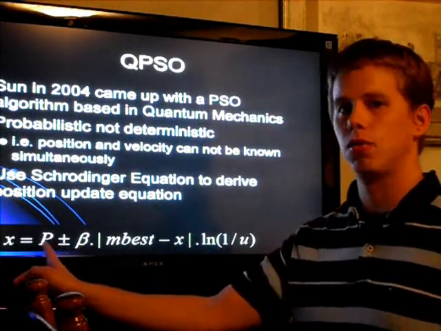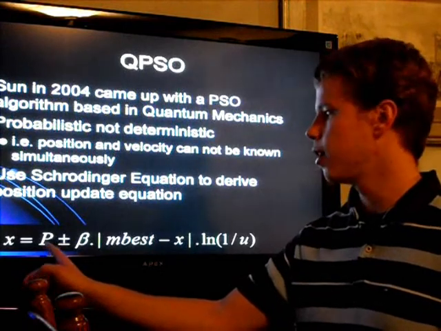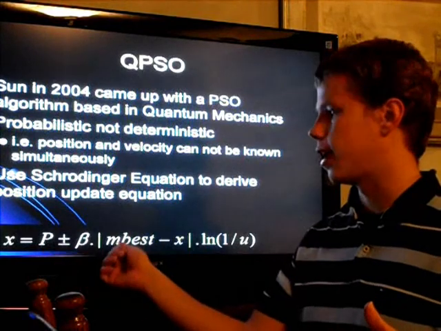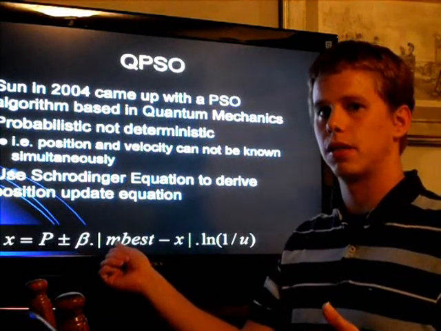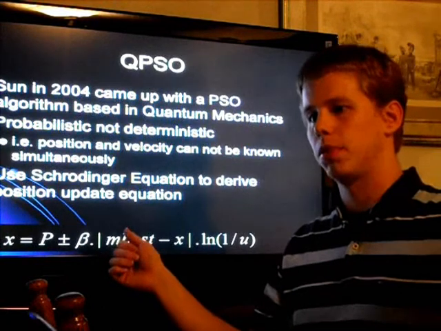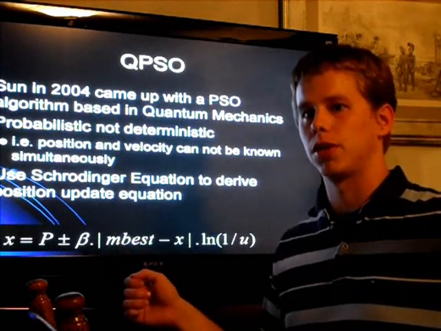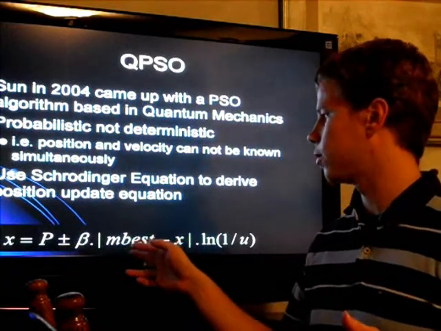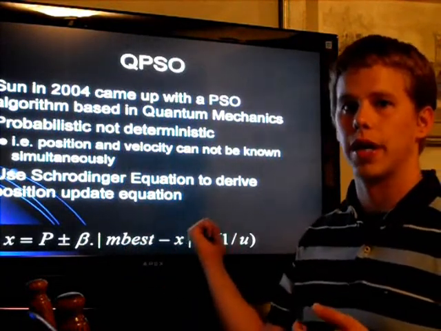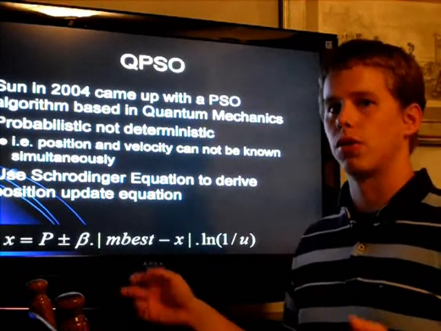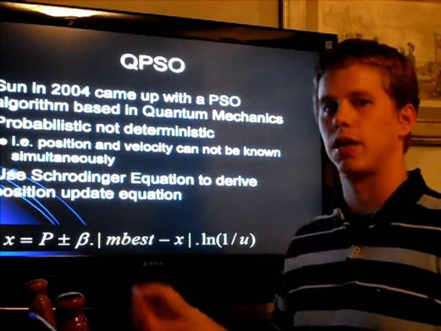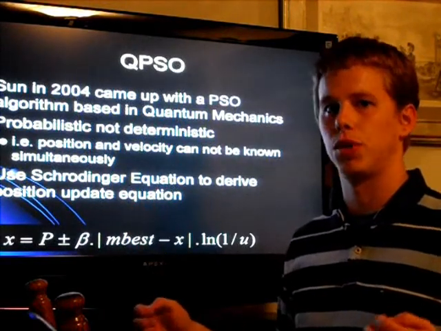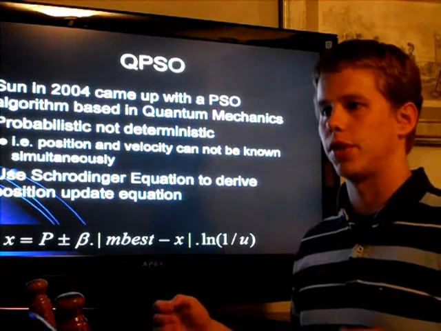And as you can see at the bottom here is the position equation that's derived from the Schrodinger equation. Basically you have this P, which is a local attractor, and that's created as you go through the algorithm. And then the M best is the mean best particle, which means you add up all the positions for each dimension of the particle, and then you divide by how many particles you have, and that will give you the mean best particle. And then U is just a random number. So the only thing that really controls this equation is beta, and that's called the creativity coefficient. So you can raise that or lower that depending on how much effect you want the QPSO to have.